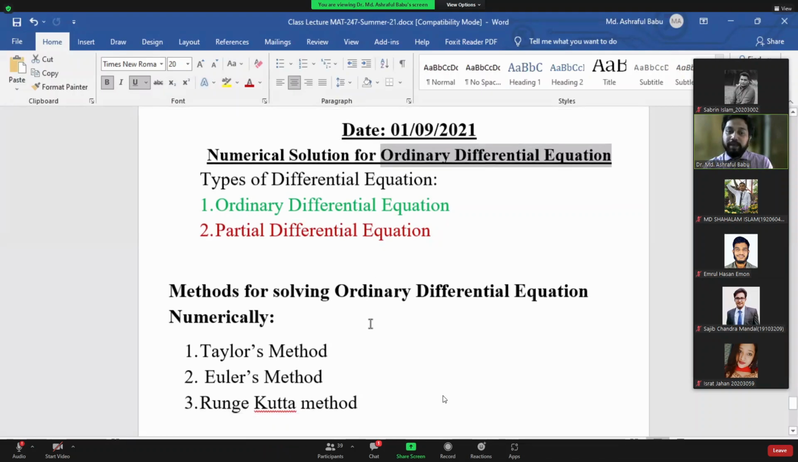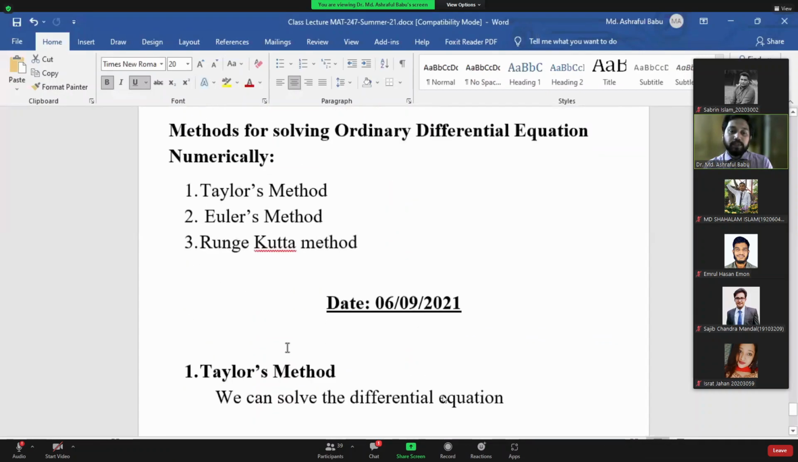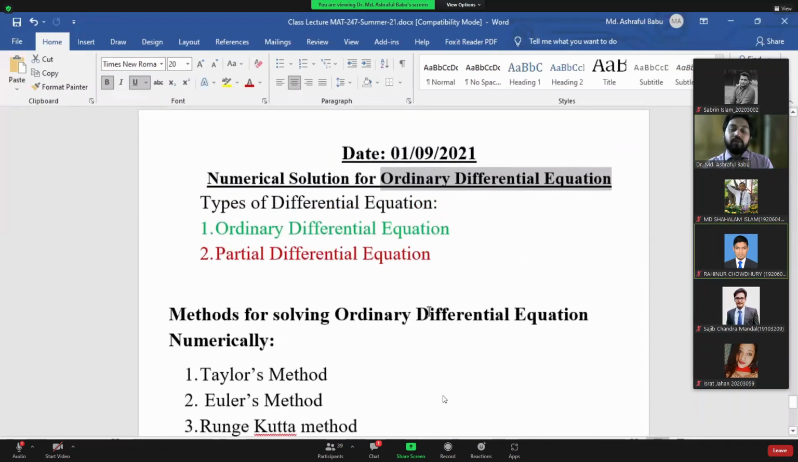So there are three methods: Euler's method, Taylor's method, and Runge-Kutta method. These three methods are used for solving ordinary differential equations numerically. You get this point? Okay, so before that, you have to know what actually a differential equation is. That is what we have to know.